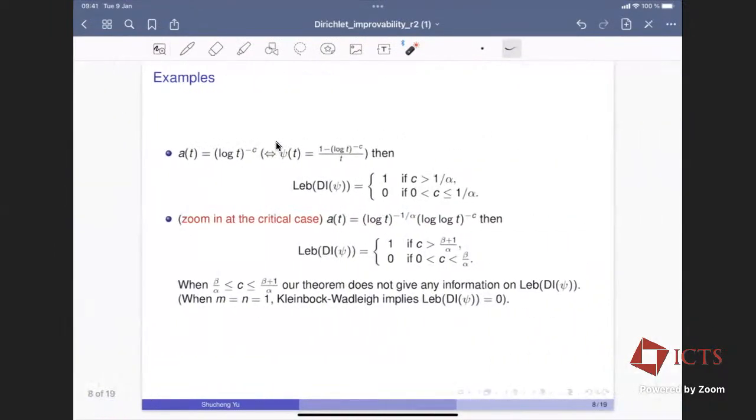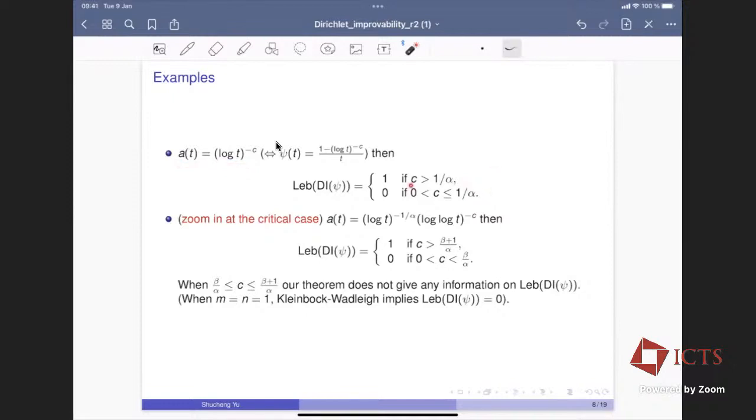Yes, here's an example. So again, if I take this function a(t) to be this power function of knock t, so knock t to the power minus c, or equivalently psi(t) is 1 minus knock t to the power minus c over t, then just like in the one-dimensional case, some simple calculation tells you that if this exponent c is greater than 1 over alpha, then the set of D(psi) has full Lebesgue measure. And if this exponent is smaller or equal to 1 over alpha, then this set of D(psi) has 0 Lebesgue measure.